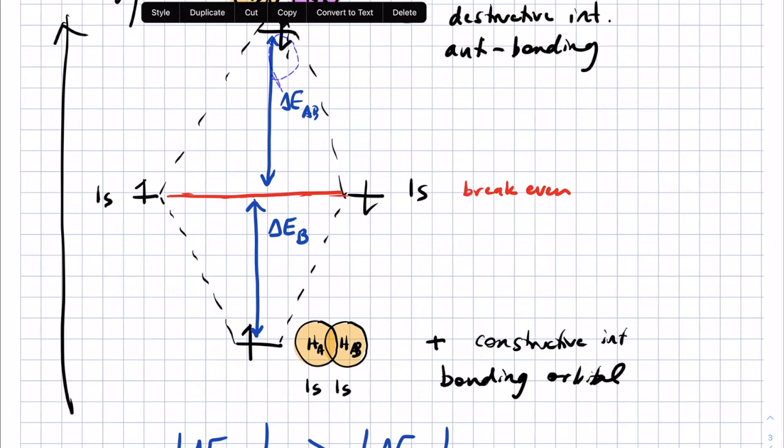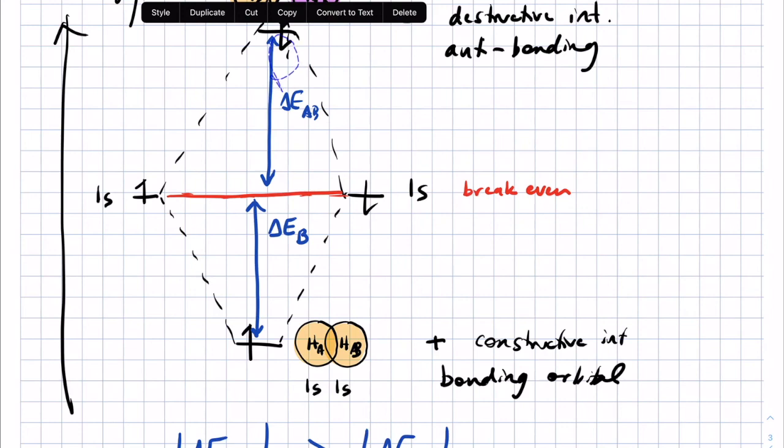Now there's no benefit at all to having the two atoms that close together. In fact, it would be better for them to fall apart, right? This is why we call it an antibonding orbital, because if we put an electron in it, if we promote an electron from the bonding to the antibonding orbital, we are going to break the bond.